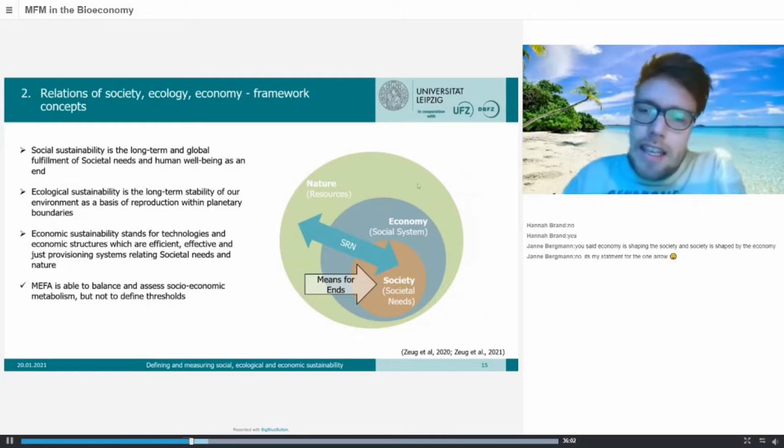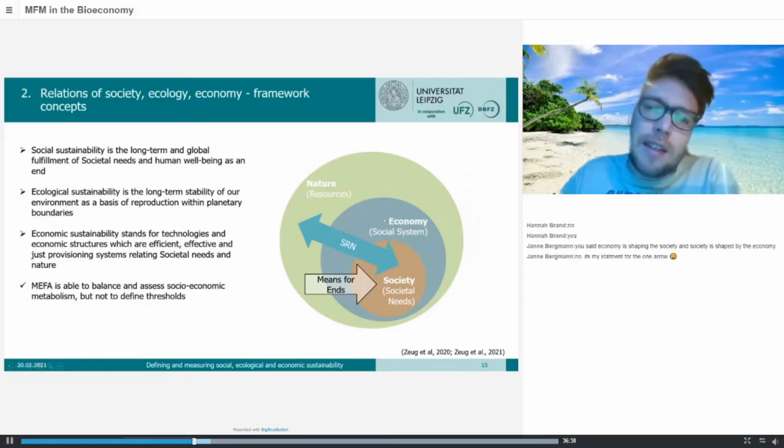You can see here society in the center. Why? Because what we want to do is fulfill social needs. And you can see nature surrounding all of that. Why? Because nature stands for our resources, for our planetary boundaries. So our societal relations to nature, which we are discussing, should be limited by planetary boundaries, as we discussed before. And economy is a social system between society and nature.